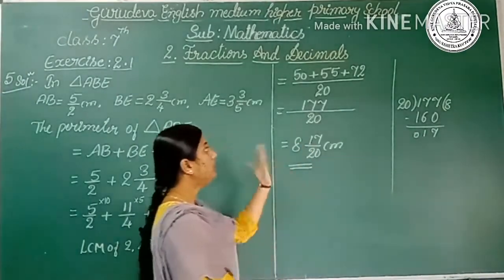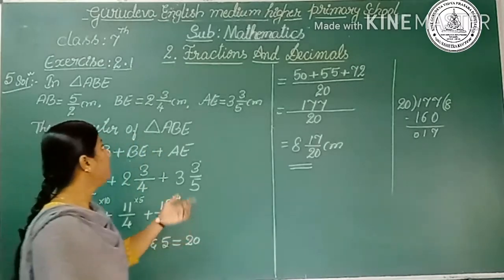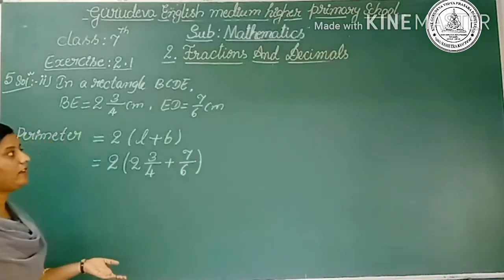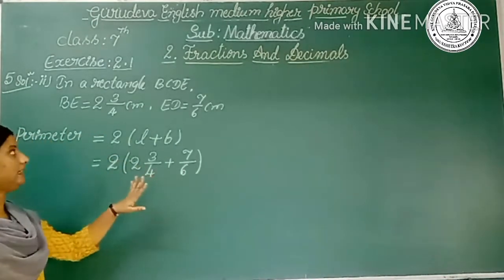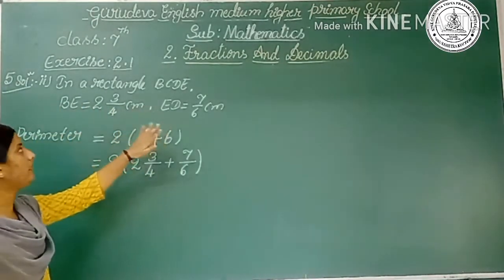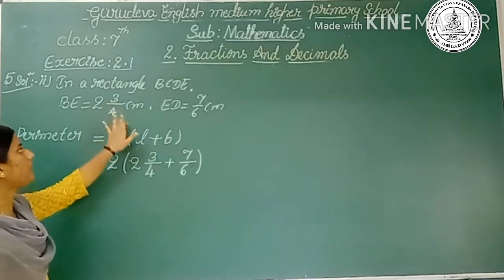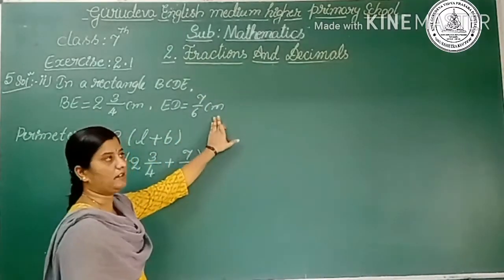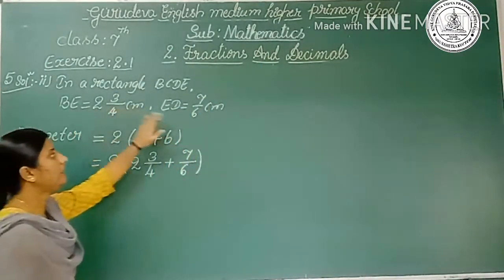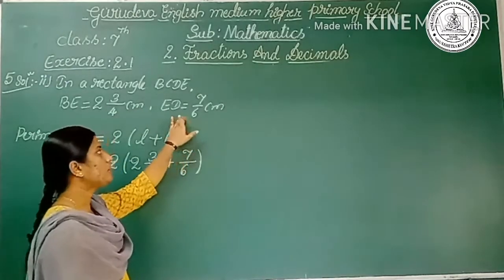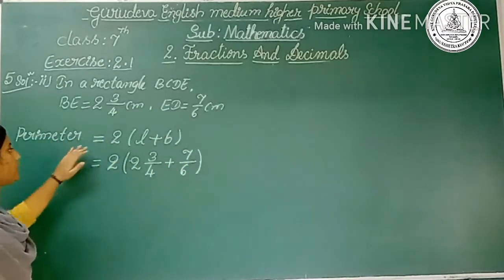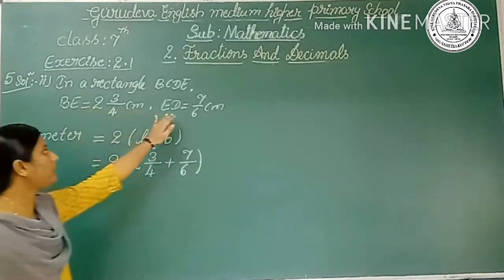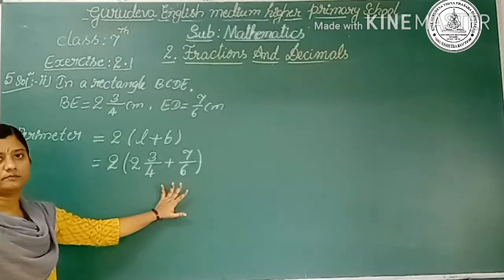Okay, then let's compare with the perimeter of the rectangle BCDE. The second figure is the rectangle BCDE. In rectangle BCDE, BE is equal to 2 whole 3/4 centimeter and ED is equal to 7/6 centimeter. So it is the length of the rectangle and it is the breadth of the rectangle. So what is the perimeter of the rectangle? That is 2 into (L plus B). Just substitute the values of length and breadth into the formula.